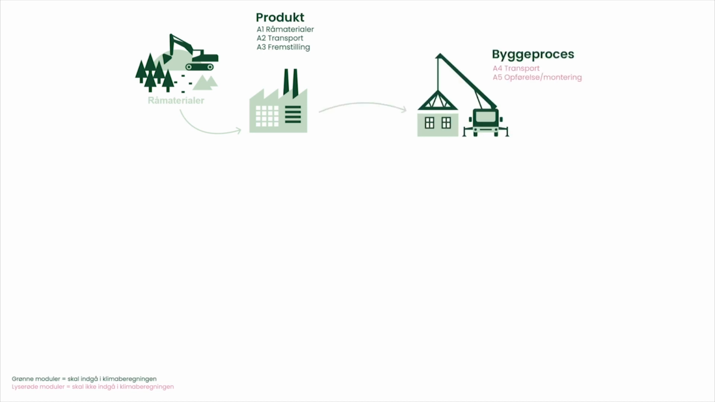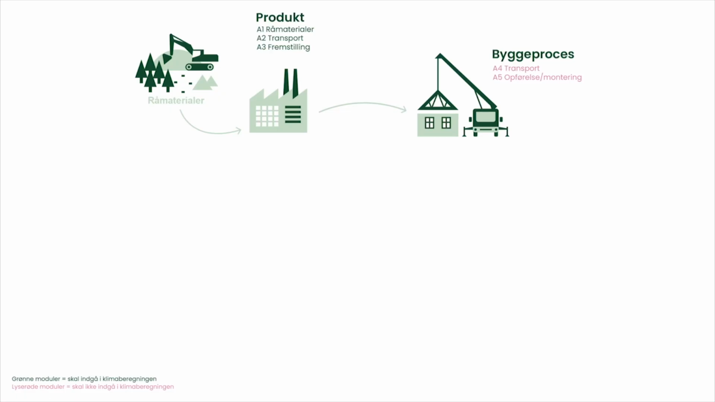The next phases are the transport from the factory to the building site, and then the emissions from the building site. And they're called A4 and A5. In my slides, they're red because in Denmark, we don't have to include phase A4 and A5 in the LCA for the mandatory LCA calculations. And that's also the fact for the use of the building.